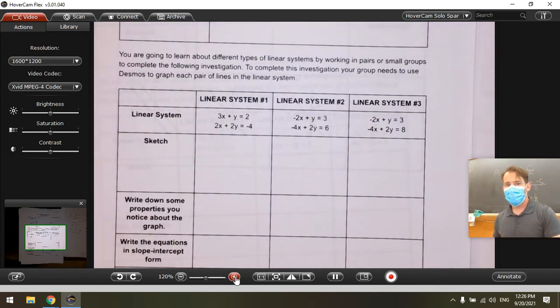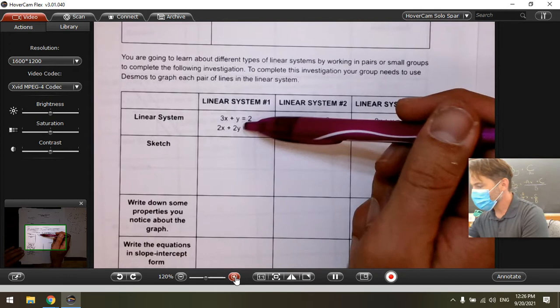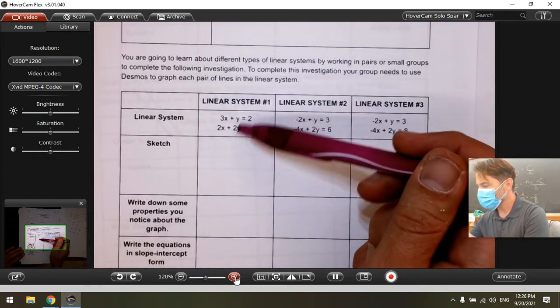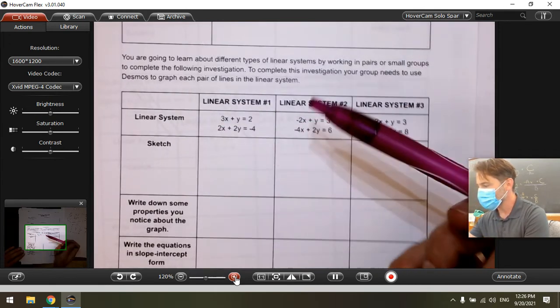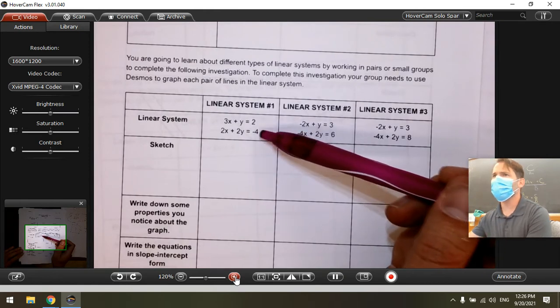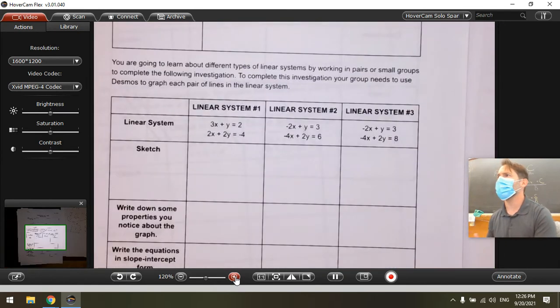All right. So now we've been given these two lines and we want to create a sketch. How are we going to sketch these lines? For me personally, I don't like sketching in this form. How are we going to do it? How are we going to create our sketches?